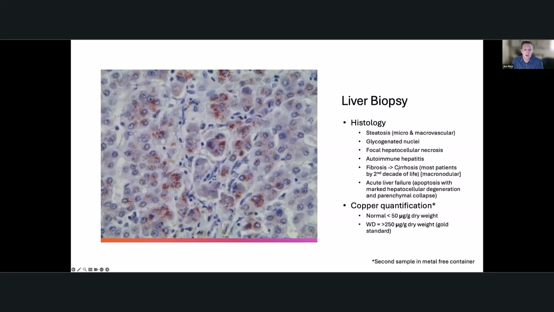The other thing to know, when you're asking your IR doctors or doing these yourself, is to take a second sample specifically for the copper quantification. This should be sent off in a metal-free container to prevent excess copper deposition that might skew the test. This should be communicated directly with your radiologist if they're doing it, or you do it yourself, in a separate jar.